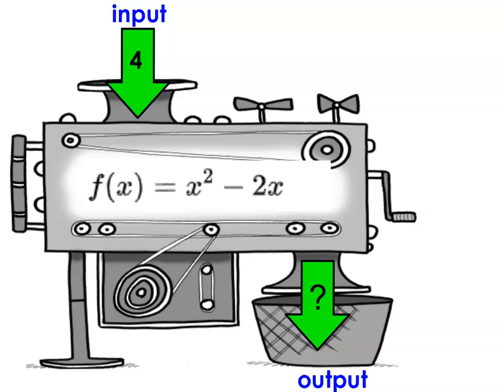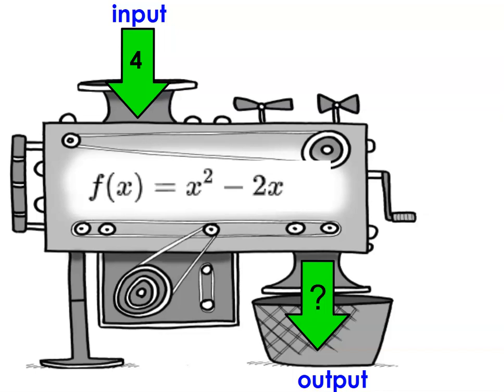Hey guys, I'm going to quickly review function notation, which you learned in Algebra 1. So what you see right here is called a function machine. In the middle is the function f of x equals x squared minus 2 times x. And you'll see up top that the number 4 is the input to the function. Okay, so when you see input, I want you to think of x value, all right?